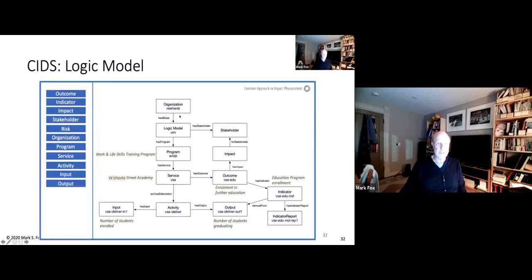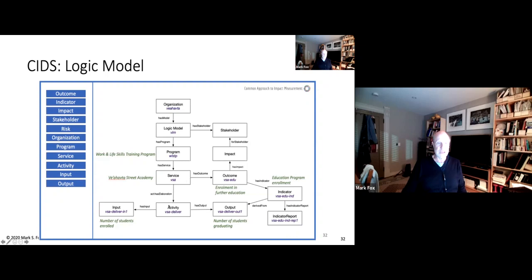When used, we can represent a particular social purpose organization, which has a logic model, which has a program. The program is focused on work and life skills training. That program has multiple services they provide. One is referred to as their street academy. The street academy takes people off the street and provides them with the skills to reintegrate into society.